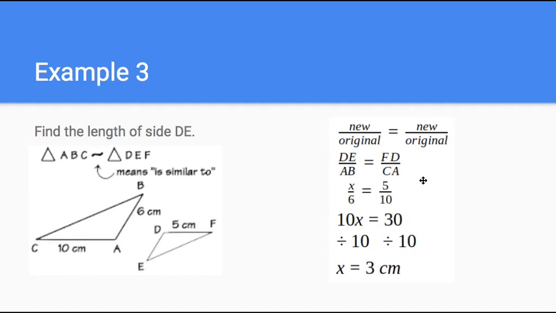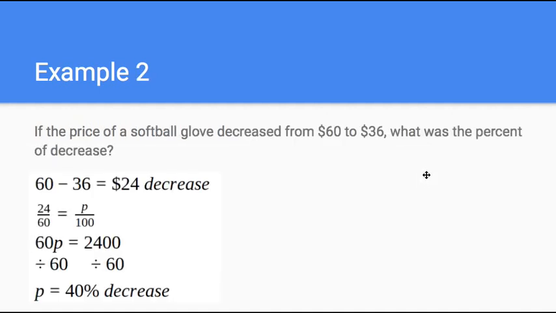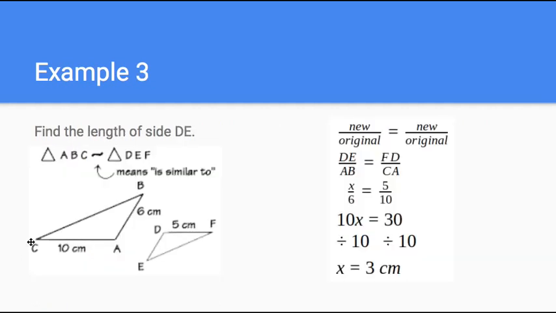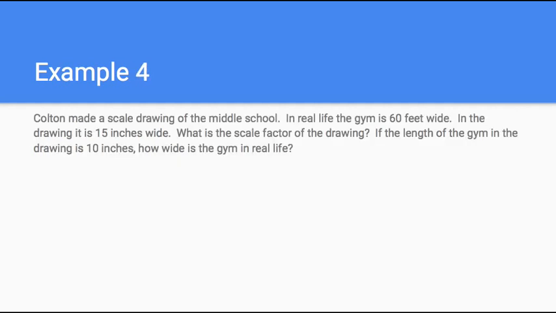I used the new over the original just so that I could remember that scale factor, I have to put new over the original. And in this case, I completely ignored side BC and EF because I don't have those measurements. If I did, I could have used that pair instead of the 10 centimeters and 5 centimeters. Okay? Let's look finally at example number 4.